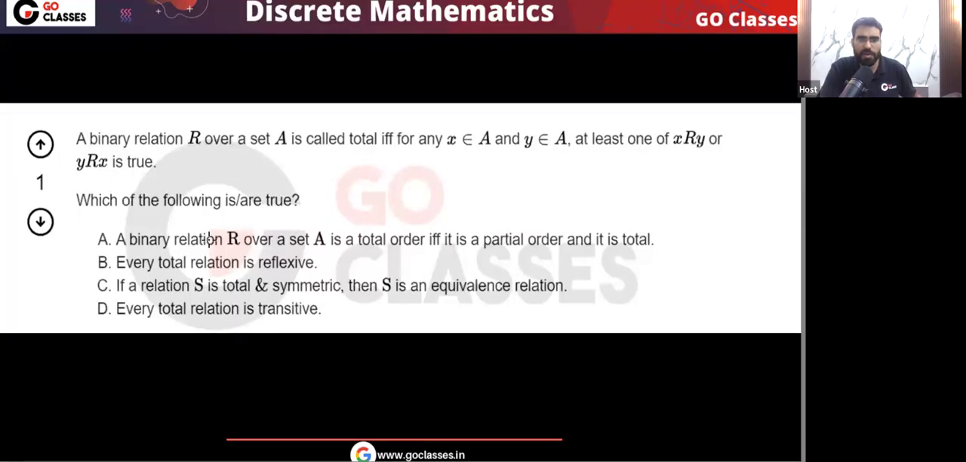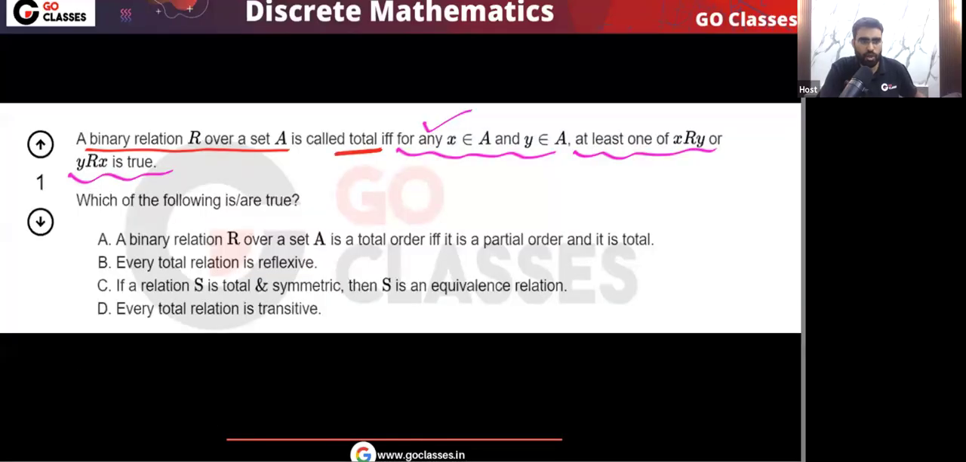Now let's solve this question. Very simple. A binary relation R on set A is called a total relation if for any x comma y, can they be the same? We are saying for all x, for all y in the base set A. Can they be the same? Yes, they can be the same or they can be different. At least one of them must be true: xRy or yRx.